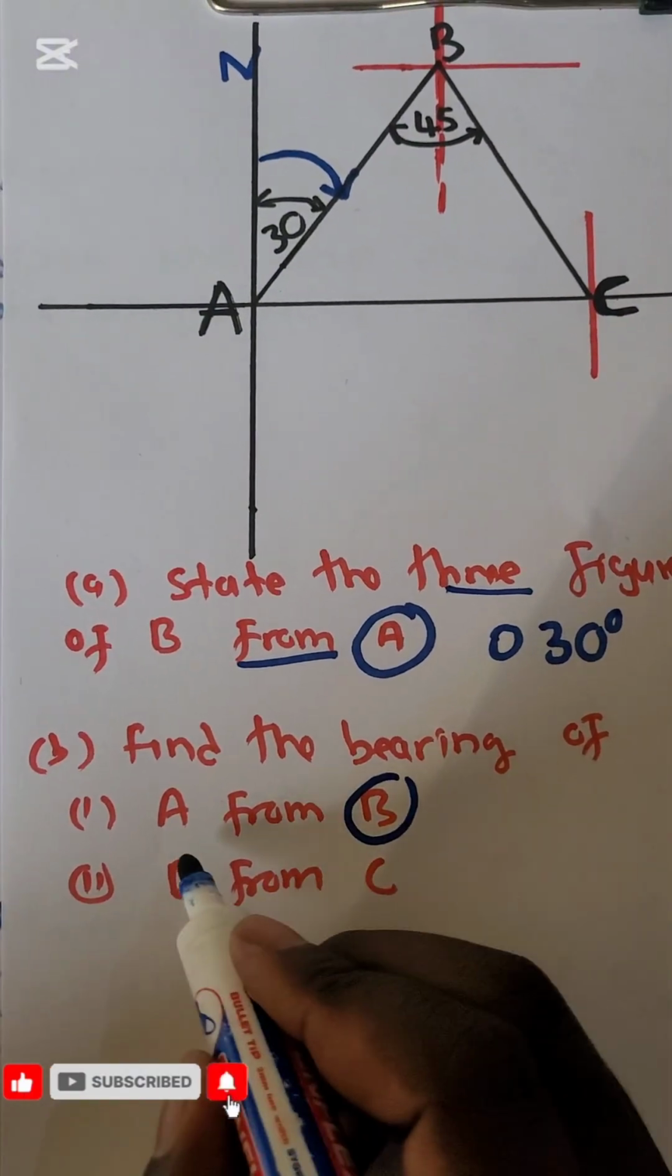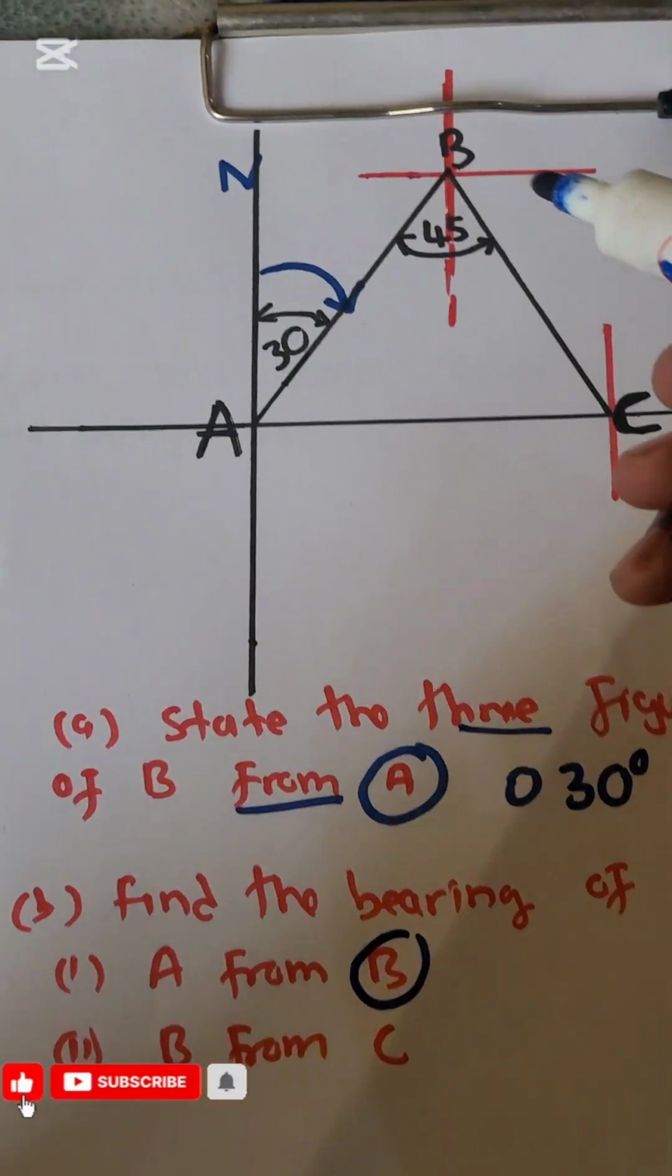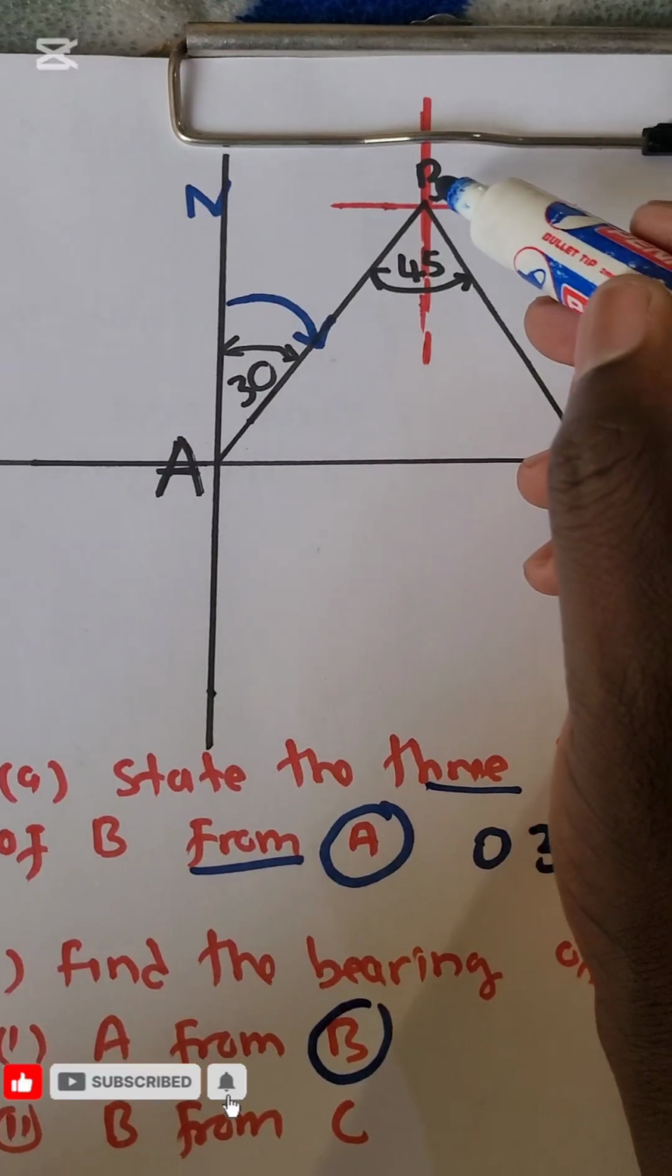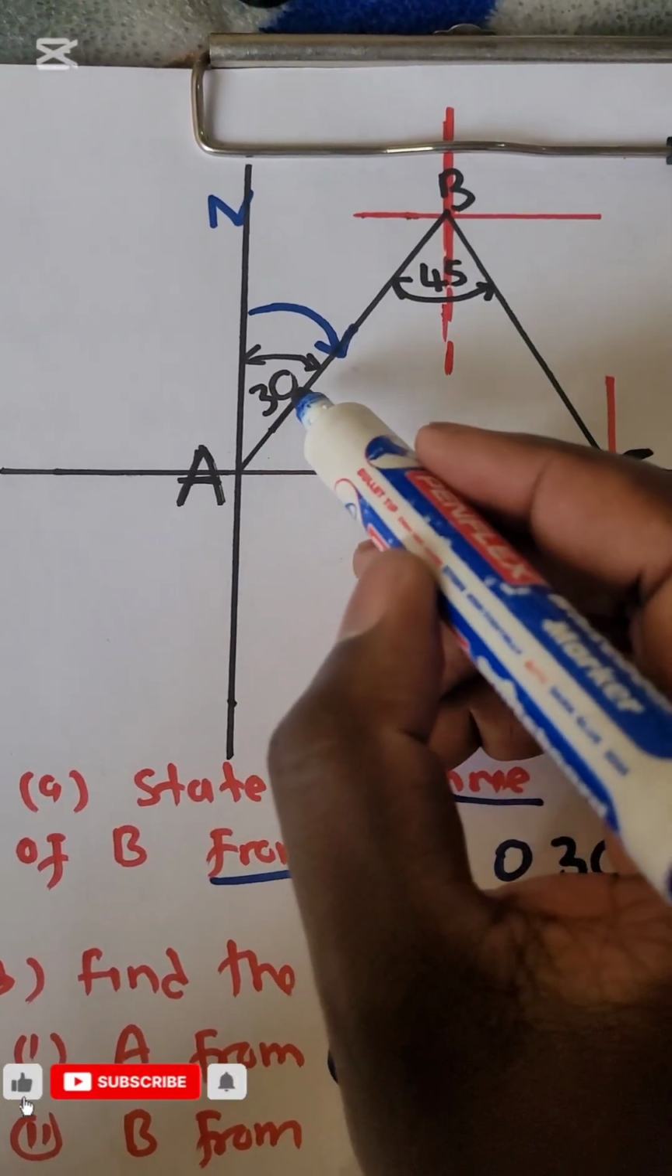Okay, so part B of the question: find the bearing of A from B. Now the bearing of A from B. So from what? From B, this point right here. Okay, so it's simple.